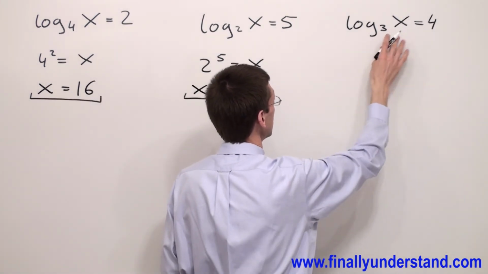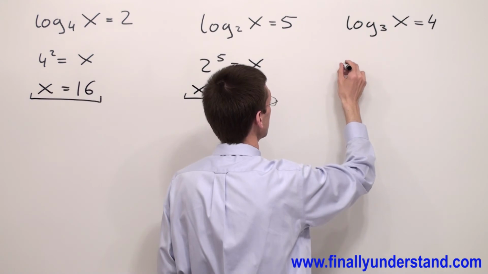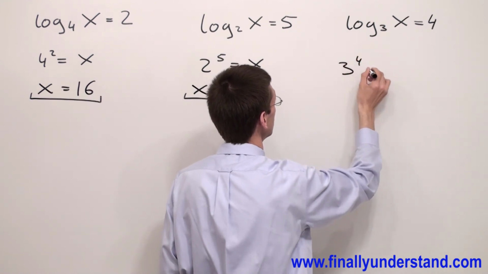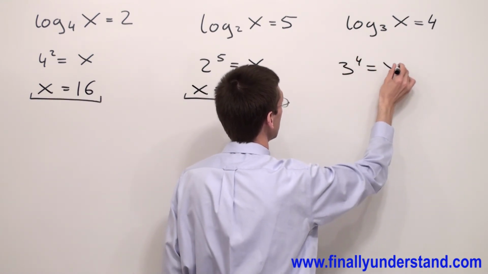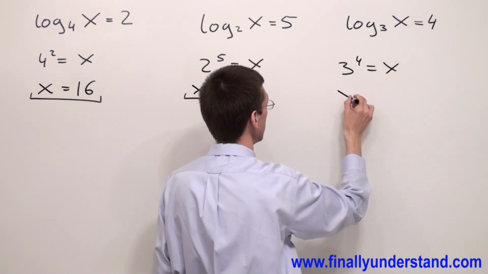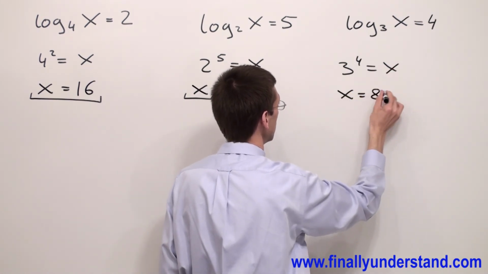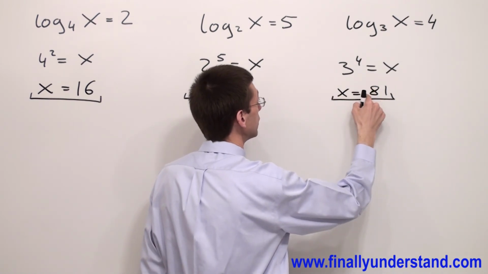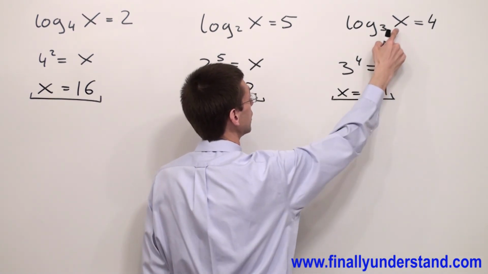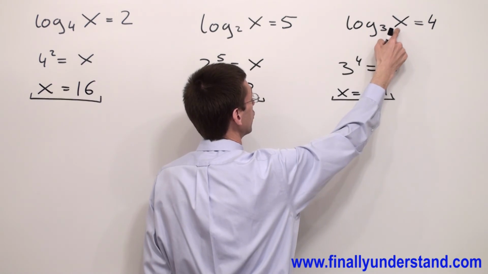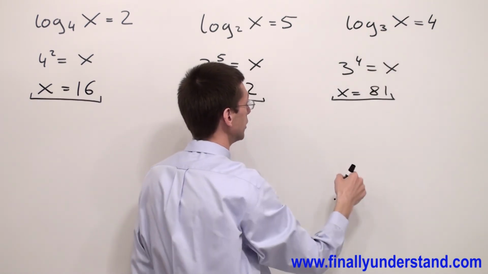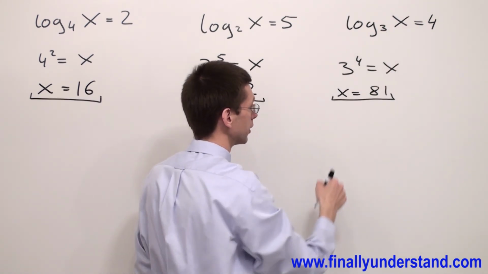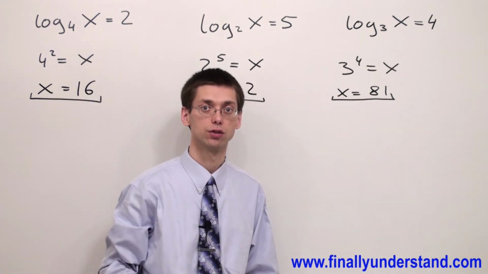Again, I have to convert the logarithmic form to the exponential. So I have 3 to the fourth is equal to x. x is equal to 81. 81 is positive. The domain of my logarithm is positive. That's why this is the correct answer. So these are the solutions to my problems.